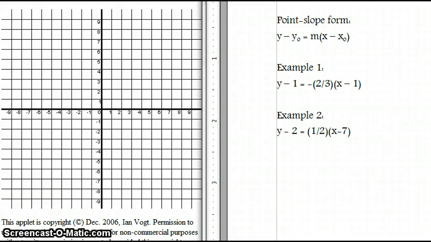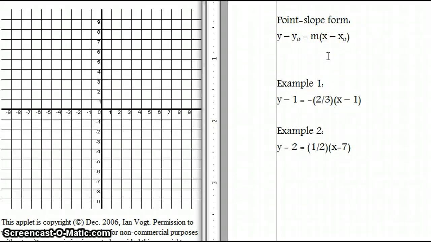So point slope form is if you have y minus some number equal to the slope, some number, times x minus some other number. And here the point, in point slope form, one point that this line would go through would be (x naught, y naught), and you can see that (x naught, y naught) would make it true.